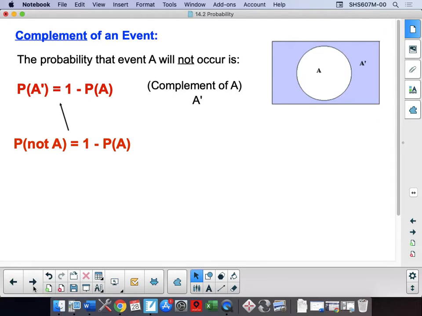Since 1 is the most it could be, 100% guaranteed. So the probability of not A, which they would write as A with a little tick mark, you're just taking that probability and subtracting it from 1, and that finds everything else. Everything that's not A, that's its complement. Sometimes it's easier to find the complement of something as a way around some of these pieces.